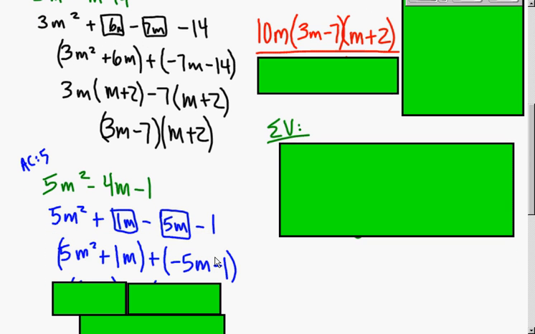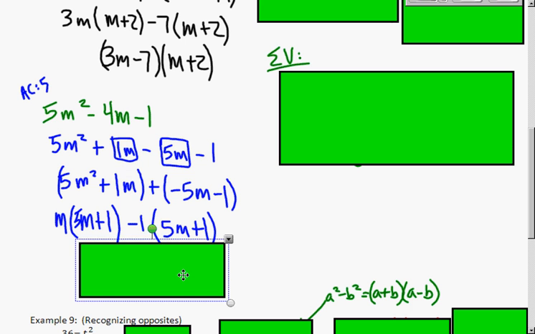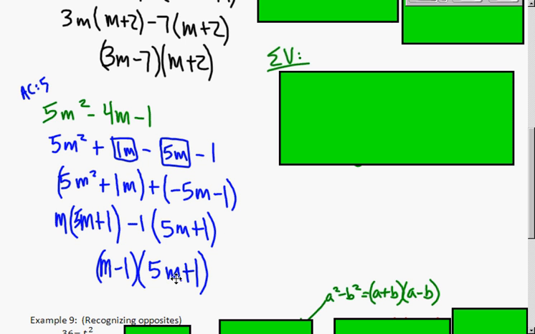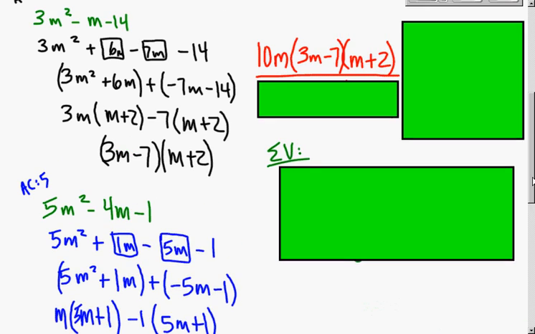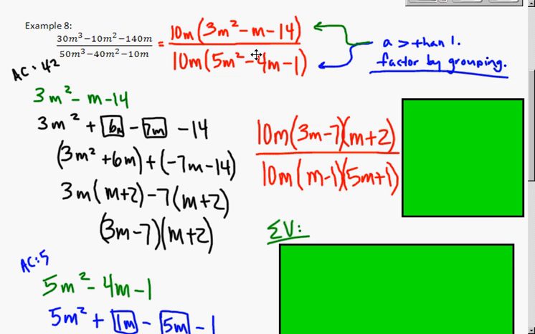Again, group them. This negative is really a plus a negative, so plus a negative 5m. The first group, you can factor out an m, leaving you with 5m plus 1. The second group, you want the 5m plus 1, so you'd factor out a negative 1. When you factor out a negative 1, you're left with 5m plus 1. Your two binomials would be m minus 1 and 5m plus 1. So back into your original equation up here, you'd have 10m, and this 5m squared minus 4m minus 1, we already factored by grouping. There it is.